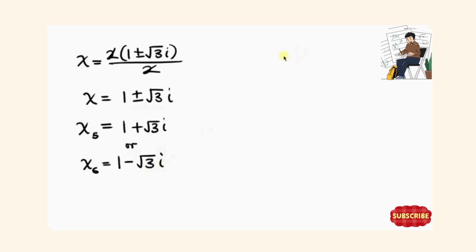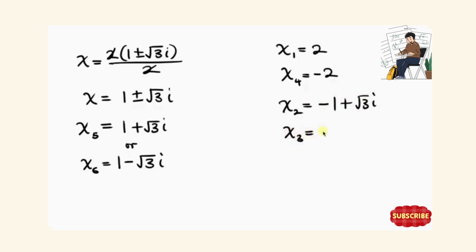There are actually 2 real solutions. So the first ones are 2 and negative 2. These are the real solutions. Okay, this is supposed to be the fourth value, 2 and negative 2. Then the second value that we got is negative 1 plus root 3 times i. Now the third value that we got is negative 1 minus root 3 i. Then the fourth value, oh, the fourth value is already there.